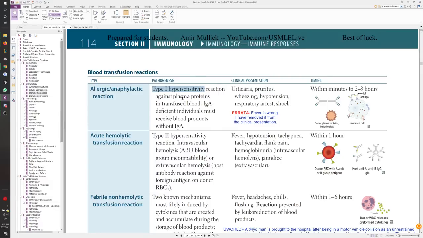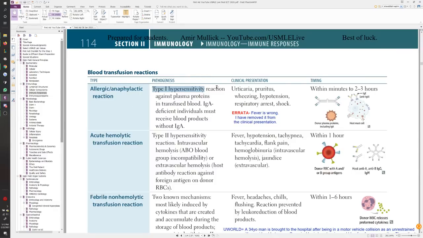Remember that type 1 only had one thing, an antigen. Type 2 has antigen and antibody. Type 3 has antigen, antibody, and complement. And then type 4 is delayed because that one is T cells, right? It takes a long time to make T cells. So this allergic thing is just the allergen, right?